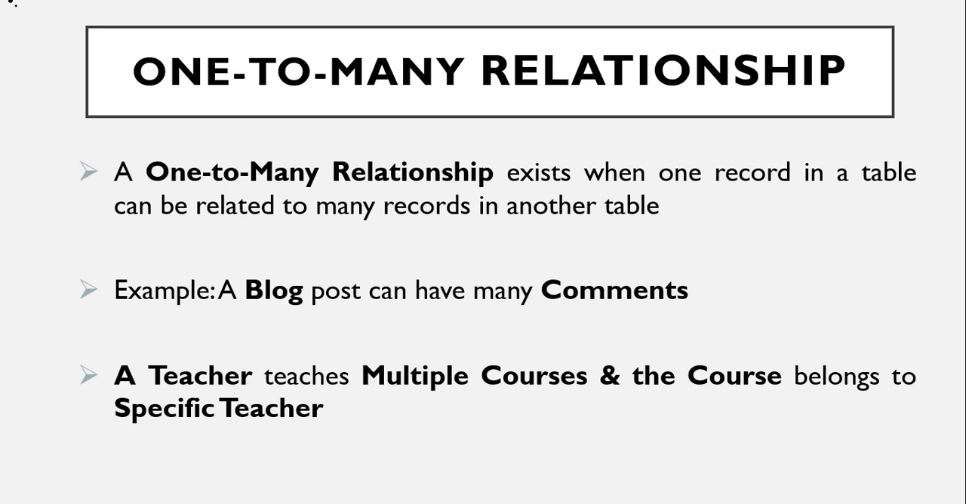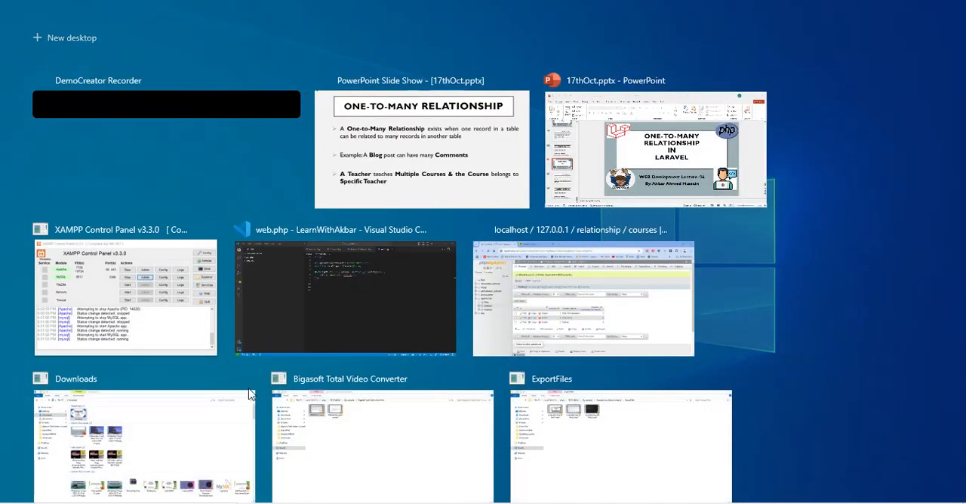For example, a blog post can have many comments. There is a blog post on which many people can comment. So a blog has many comments, and the comments belong to the blog. Another example is a teacher: a teacher teaches multiple courses, and the course belongs to a specific teacher. Let us go to our whiteboard.